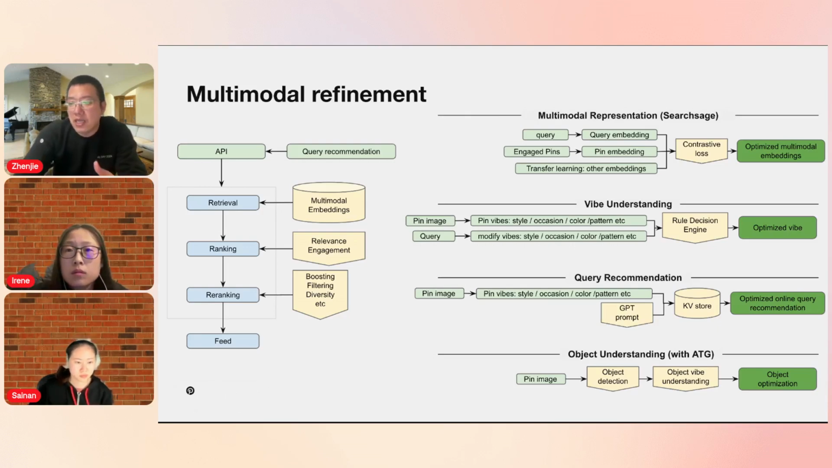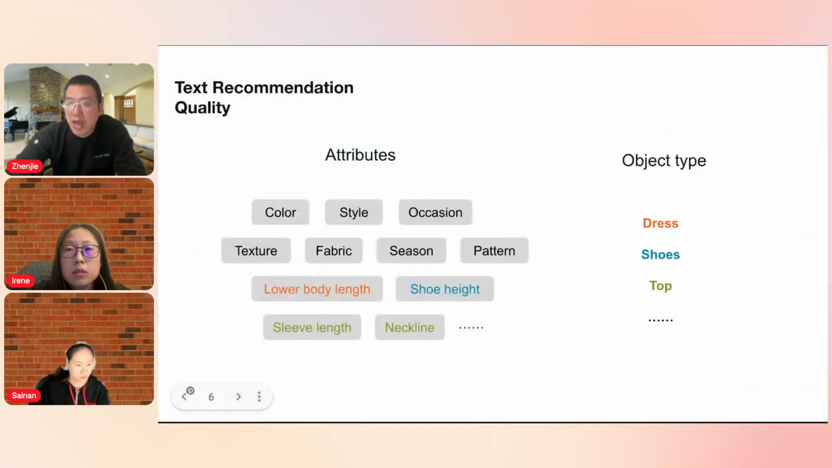And we have vibe understanding that makes sure the important semantics in the images are handled correctly. So the images will have the correct style and color and all the fashion elements. We have a query recommendation system that recommends text queries with high relevance and high utility. And we also have an object understanding unit that extends the whole experience to a single object. And then let's pass to Sana, and she will introduce to you how the text query recommendation works.